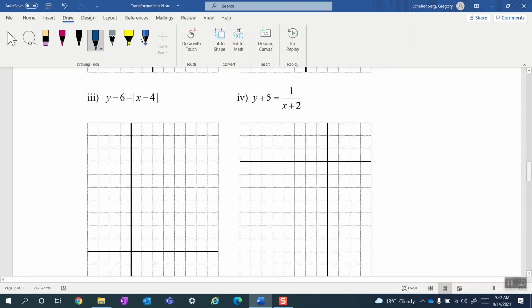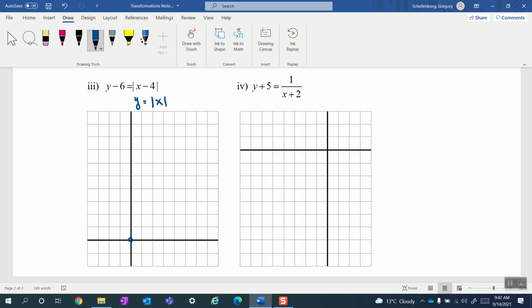Okay, next one, at the heart of this is our basic absolute value function. Okay, here's what our absolute value function looks like. Connect the dots.